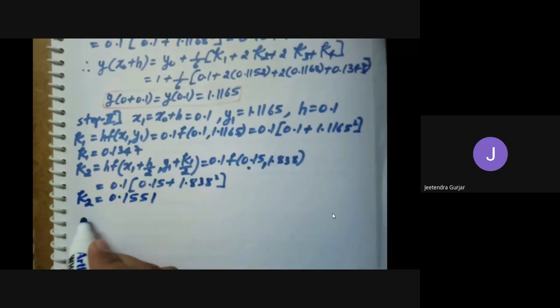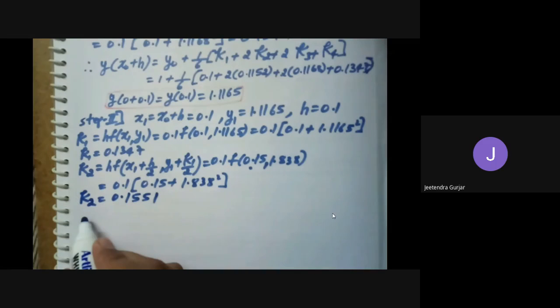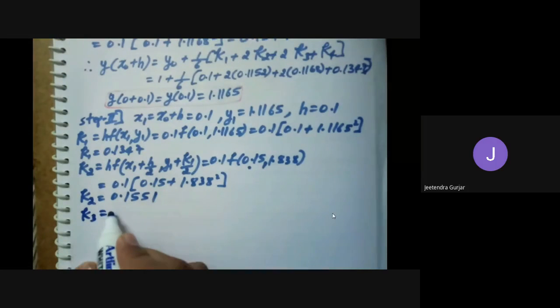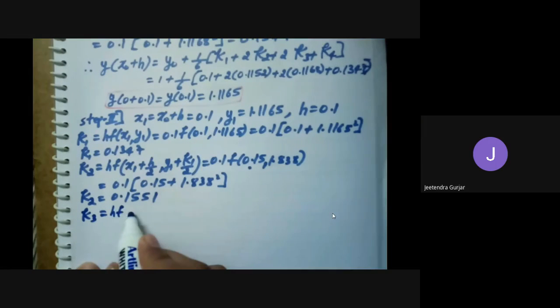So we'll start now. So substitute 0.15 plus y square. If you simplify, you can get equal to 0.1551. Like this we get here. Now we'll go for K3 values. So first please write down the formula again. K3 is equal to h f of x1 plus h upon 2 comma y1 plus k2 upon 2.